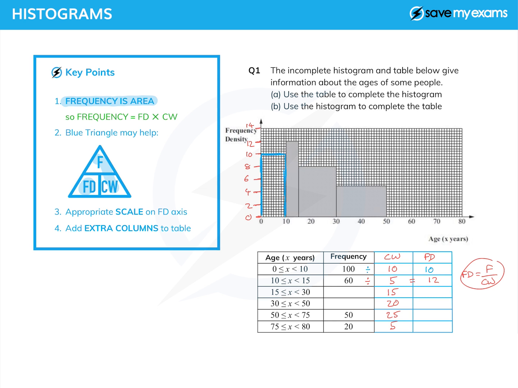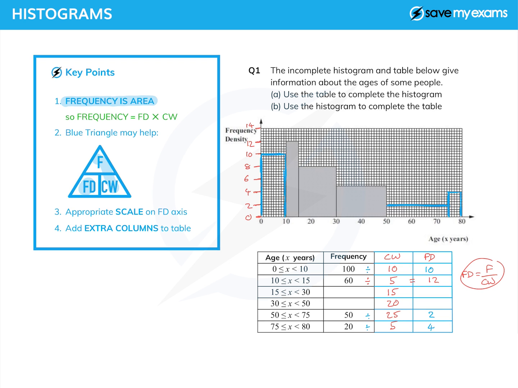And then for the last two blocks, if I do 50 divided by 25, I get 2. So from 50 to 75 is 2 high. So there's the right-hand side of the block. And there's the height of the block. Okay, there's the top of the block. It's 2 high and 25 wide. And then the last one, 20 divided by 5 is going to be 4 high. So using the scale on the vertical axis there, okay, I get 4, which is 1, 2, 3, 4, there, and it's only 5 wide, so it goes from 75 to 80. So I've completed the histogram.